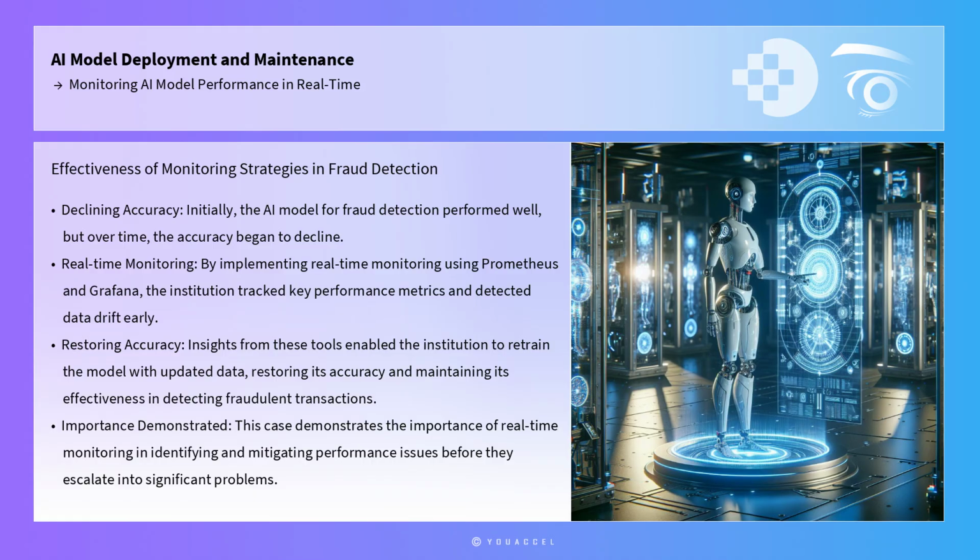Initially, the model performed exceptionally well, but over time the accuracy began to decline. By implementing real-time monitoring using Prometheus and Grafana, the institution was able to track key performance metrics and detect data drift early. The insights gained from these tools enabled the institution to retrain the model with updated data, restoring its accuracy and maintaining its effectiveness in detecting fraudulent transactions. This case demonstrates the importance of real-time monitoring in identifying and mitigating performance issues before they escalate into significant problems.